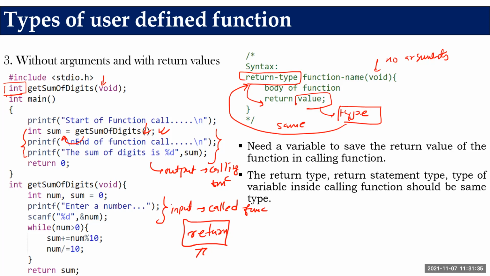Now, what type of value is this function returning? Integer type value. So what type of variable do we require inside the main? Integer type. Here also, do not get confused. The name of the variable inside the function is sum. I am also taking the same variable name inside the main. It is no matter of concern. Let me show you in the compiler.